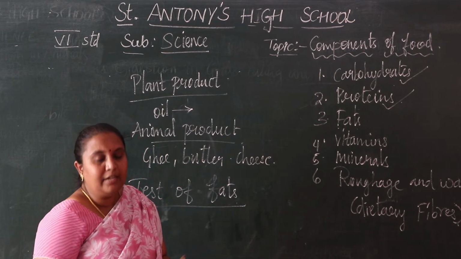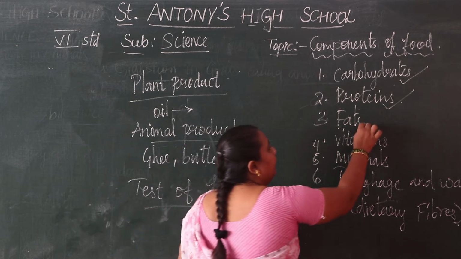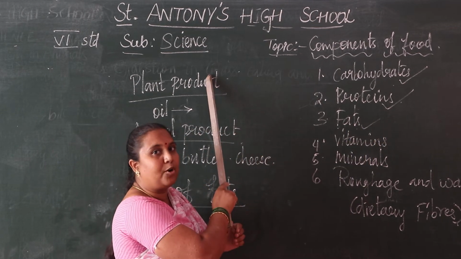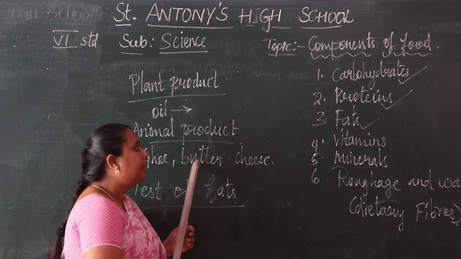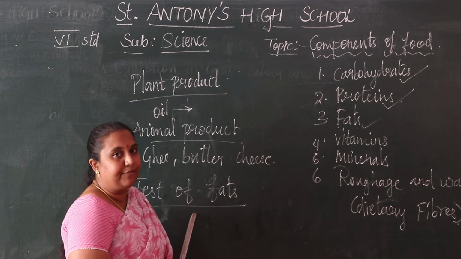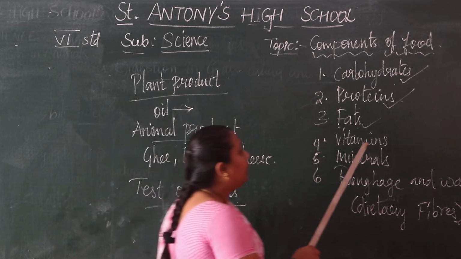Then we move on to vitamins. So fats we are getting from animal products and from plant products. We know what the fat rich foods are and how to test the fats also. Now you know. Then we move on to the vitamins.